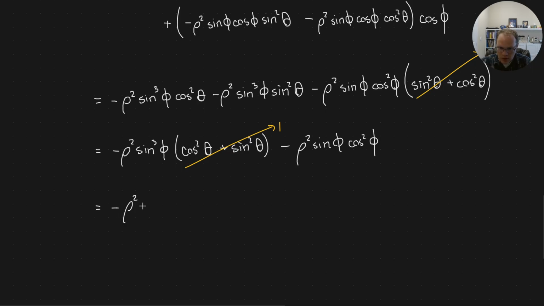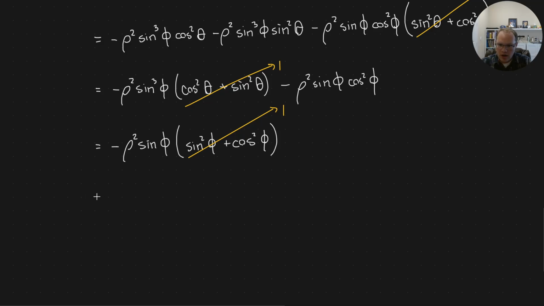Negative rho squared. I'll pull out one of the sine phi's. I pulled out one of the 3, so that leaves me with sine squared here. I pulled out all this, so it leaves me with cosine squared here. And that's just 1. And so the Jacobian determinant is negative rho squared sine phi. That's pretty much what we were expecting, right?